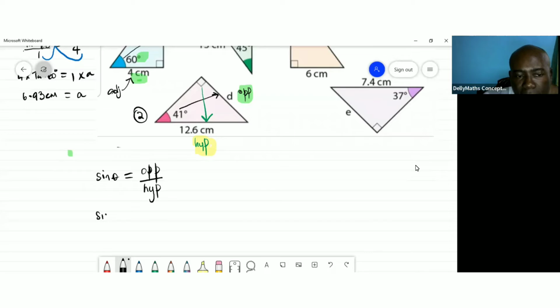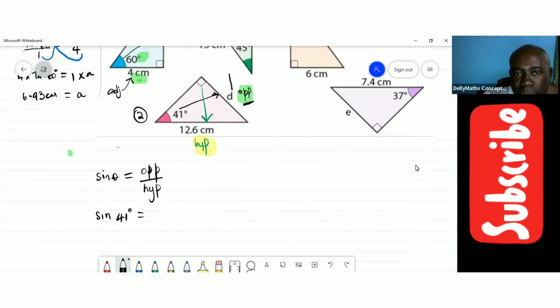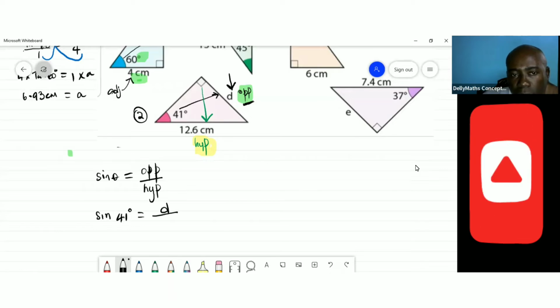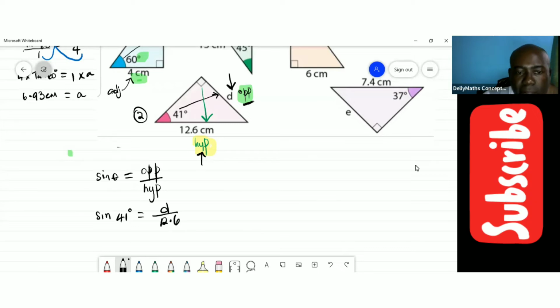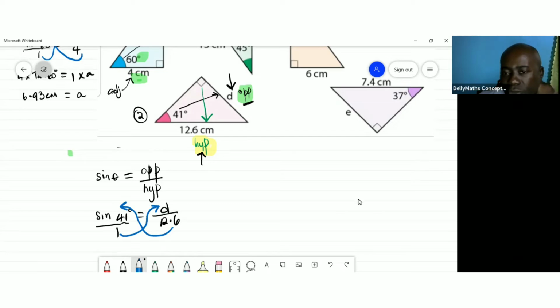Therefore, the sine of 41 degrees is equal to, in our context, the opposite side, which is D. So it's going to equal D over the hypotenuse side, which is 12.6. So then what we're going to do now is employ a little cross multiplication again. 12.6 times the sine of 41 is equal to 1 times D. So then let's write this out.